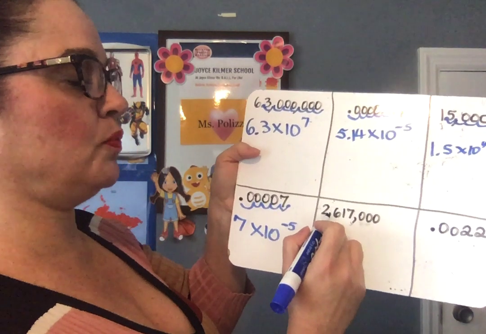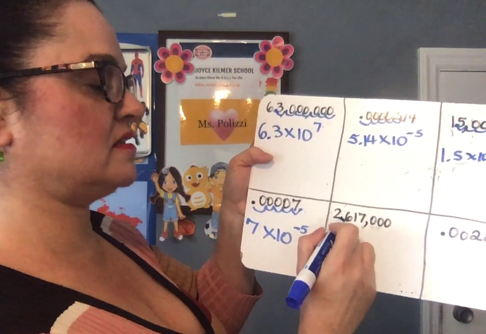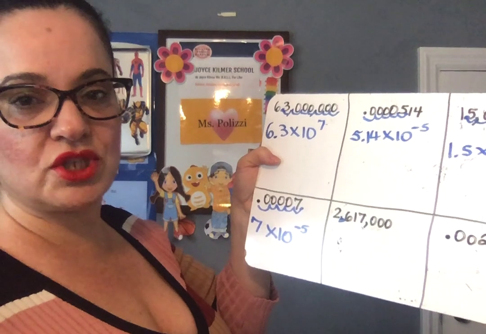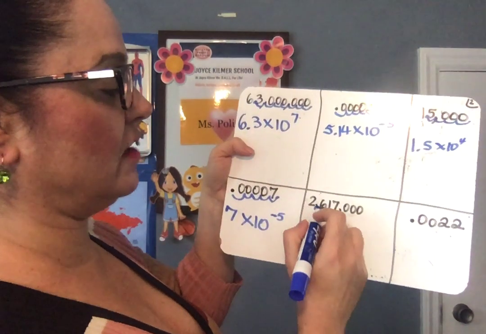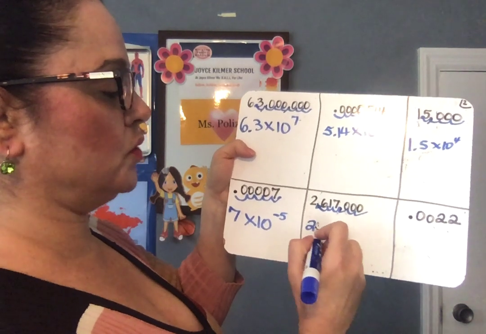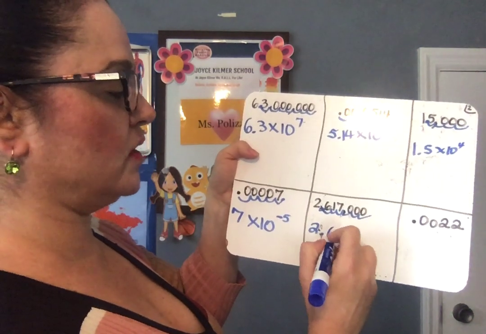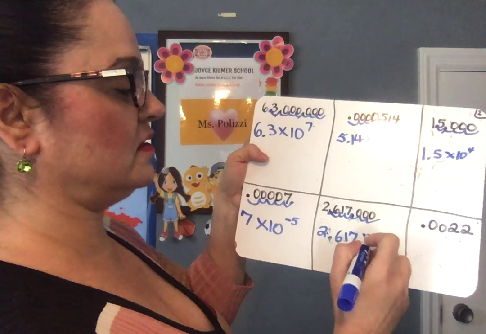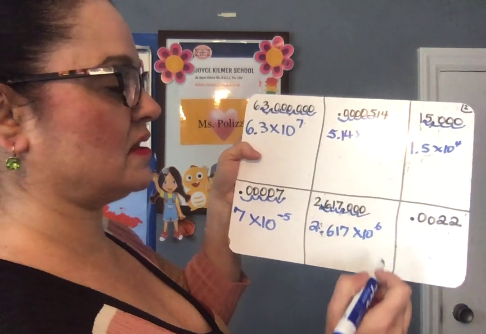Here, put your decimal point in between the 2 and the 6 because they're the first two non-zero numbers and count right. 1, 2, 3, 4, 5, 6. So we would rewrite that as 2.617 times 10 to the 6th power.